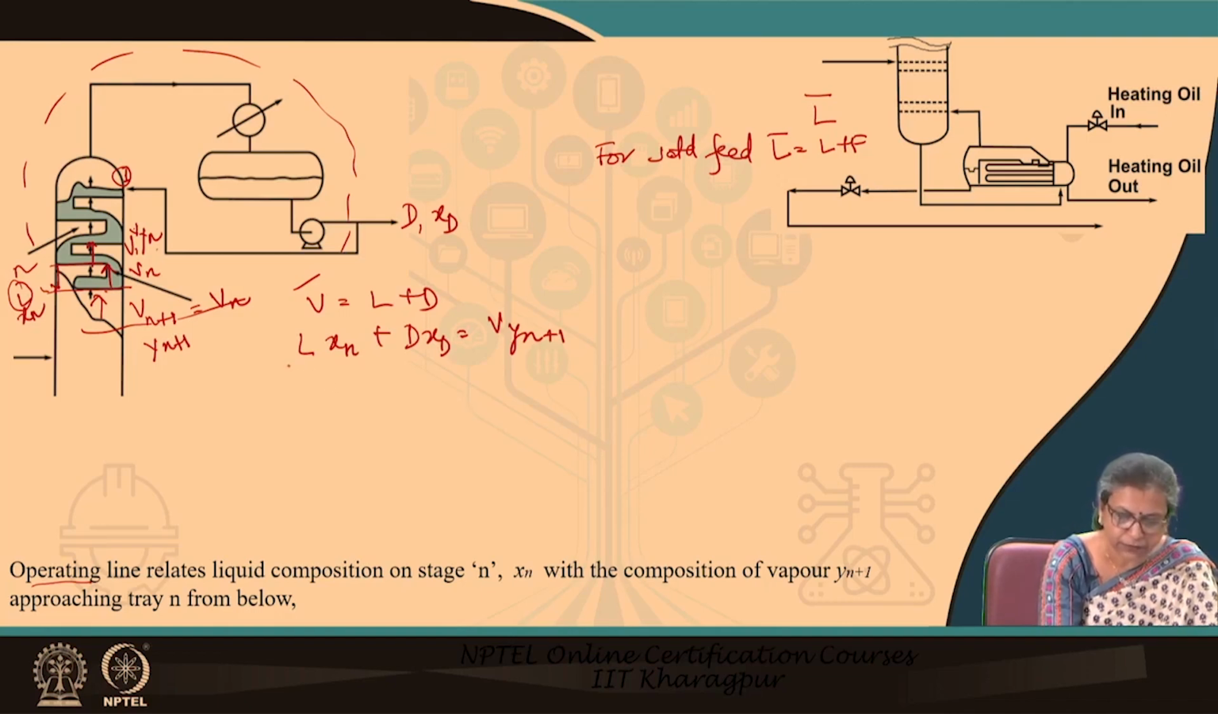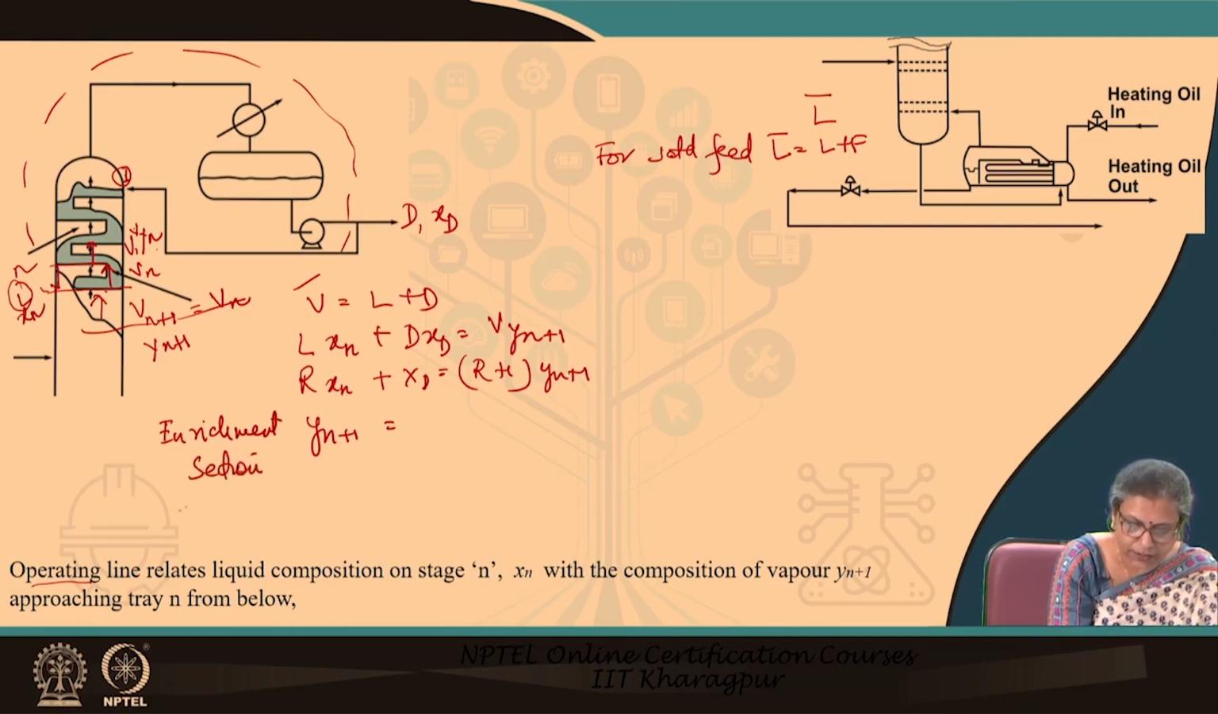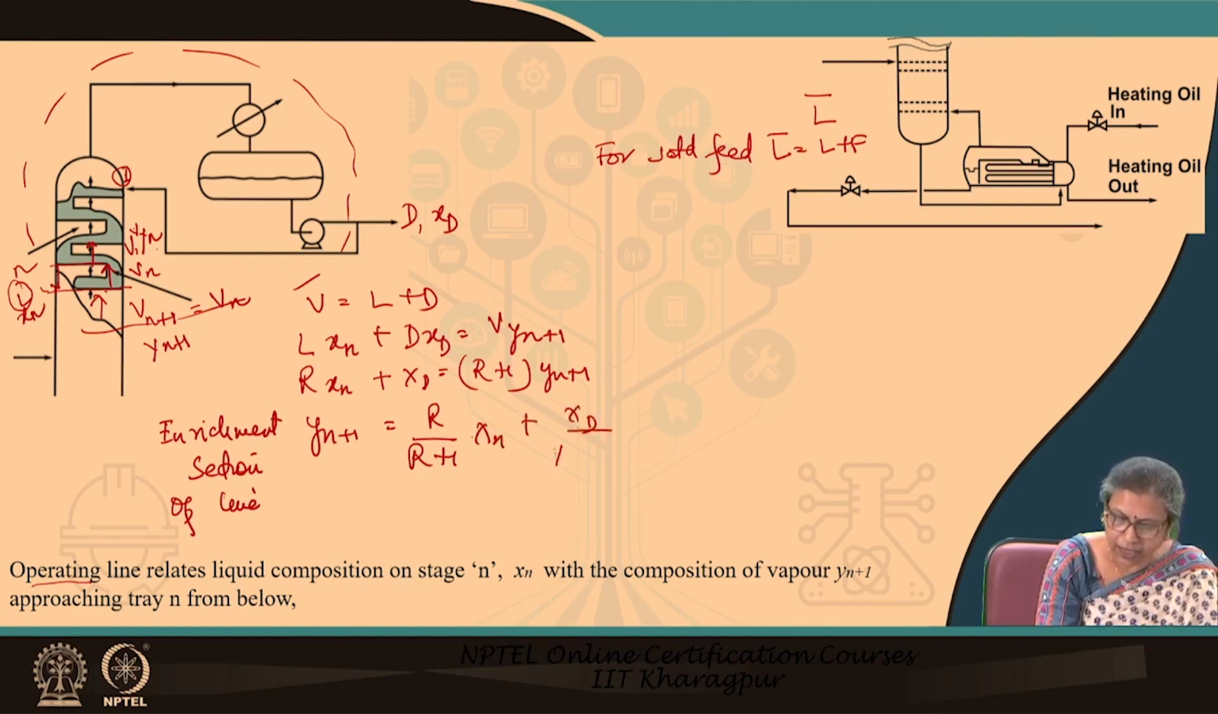Now, from here if you divide it and get L by D equals R, in that particular way, I will not be going into the details, plus x_D, this becomes (R plus 1) into y_(n+1), from where we get the equation of the operating line in the enrichment section. We get this as y_(n+1) equals R by (R plus 1) x_n plus x_D by (R plus 1).